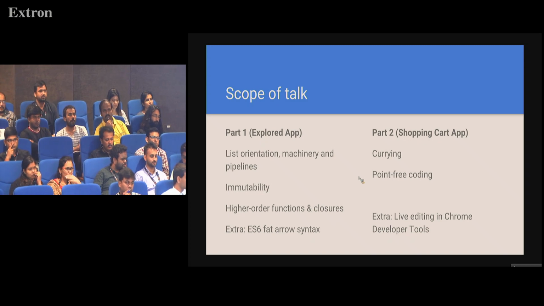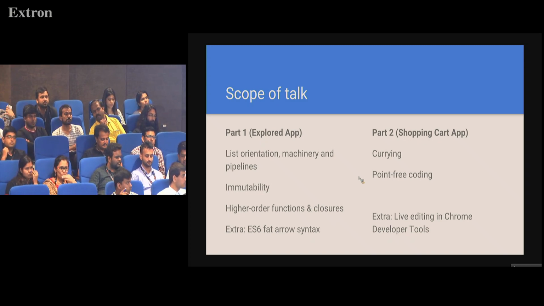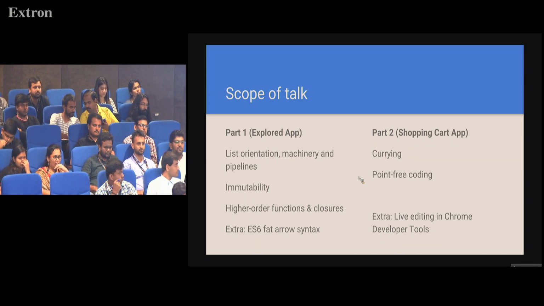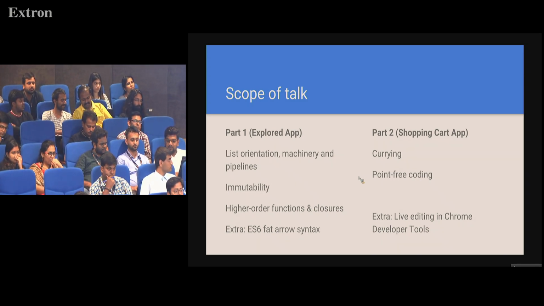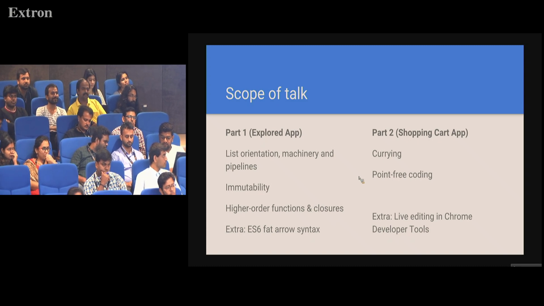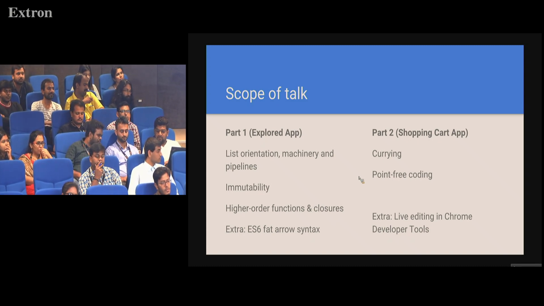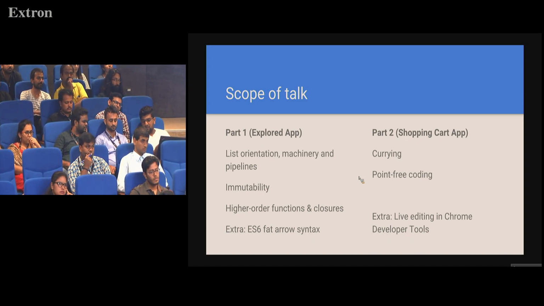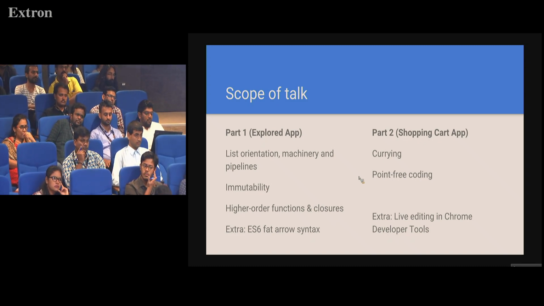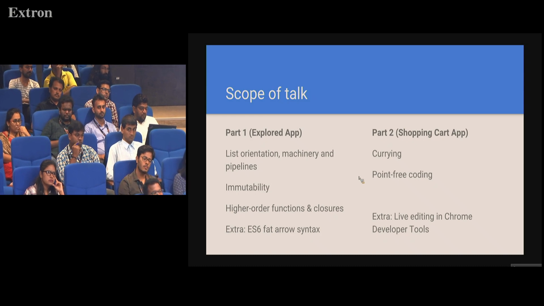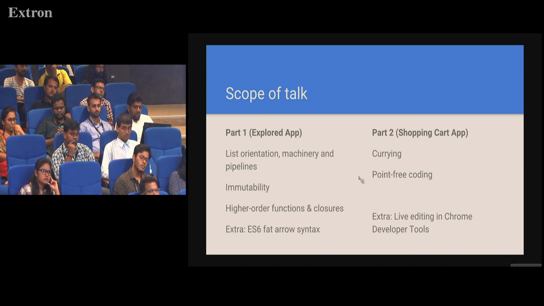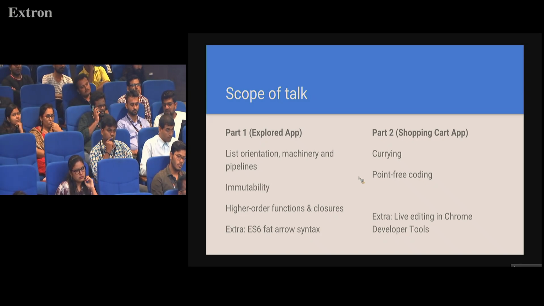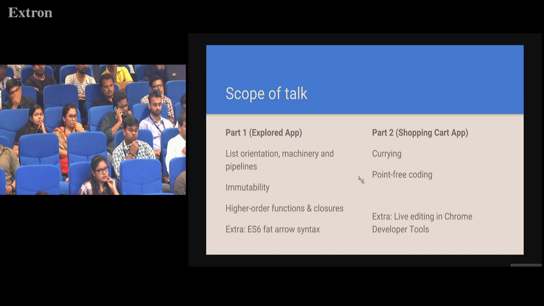So we're going to cover part 1, which is where we use the Explored app from the UI5 SDK. And there we'll take a gentle look at some very general functional programming ideas, the idea of list orientation, list machinery, thinking of things in terms of pipelines. We'll look a little bit at immutability. We'll dive into the concept of higher order functions, which sounds a very complex thing, but actually it's very simple. And we'll also touch on closures, because those two things are very closely related.